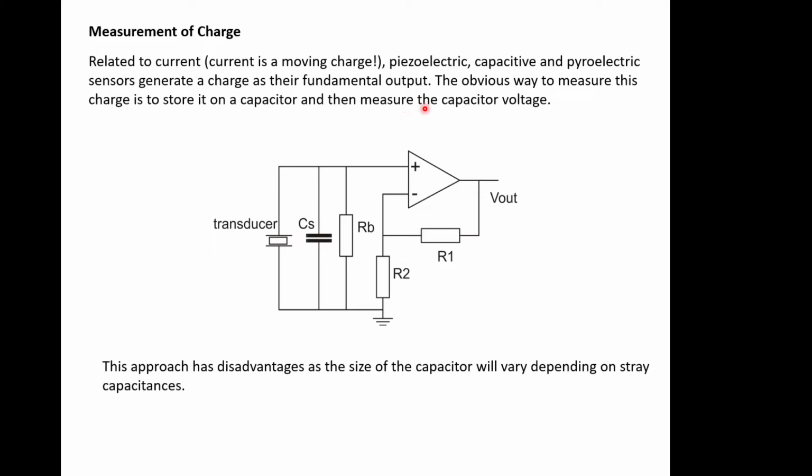So the obvious way is to maybe store the charge on a capacitor and then measure the capacitor voltage. So that's sort of what we're doing here. We've got a transducer that generates a charge on its plates. Imagine you squash it and you end up with a charge on its plates. How do we measure that charge? Well, we would store that charge on this capacitor, so we'd end up with a voltage across this capacitor, and then we can use a voltage amplifier. So this is a standard voltage amplifier to allow that to generate a voltage.